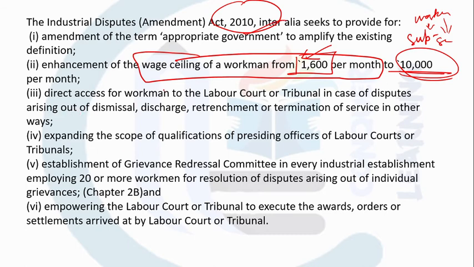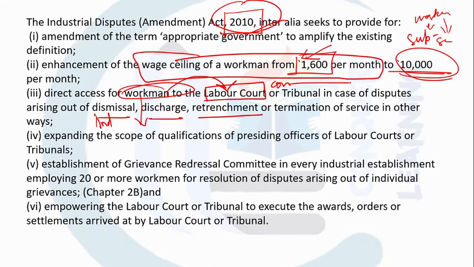So direct access of workmen. Now if a workman is dismissed, discharged or retrenched, he can directly approach the labour court. This was introduced in 2010. Clear? So an individual person who is dismissed, discharged or retrenched can directly go to the labour court. First to the conciliation. If after 45 days of the conciliation process he is not getting the relief, he can approach the labour court. So this was introduced in 2010.